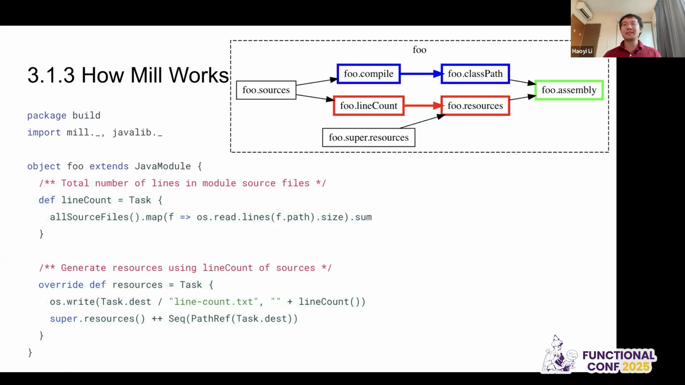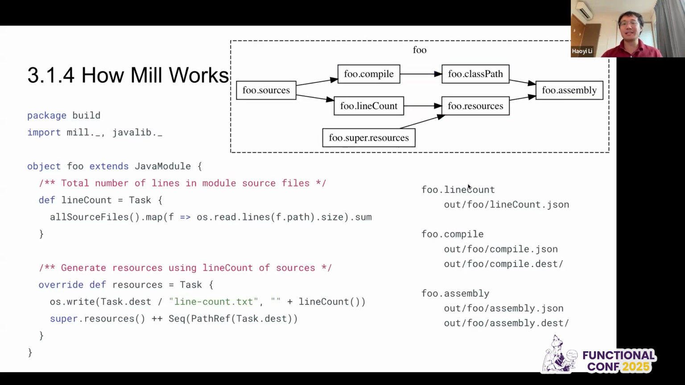So once we have this task graph, Mill is able to do intelligent things. For example, Mill can see that foo.compile and classpath are separate from foo.line_count and foo.resources. And thus, the blue tasks up here can run in parallel with the red tasks down here. In contrast, foo.assembly depends on all of them, and therefore foo.assembly has to wait until all of these finish before foo.assembly can start.